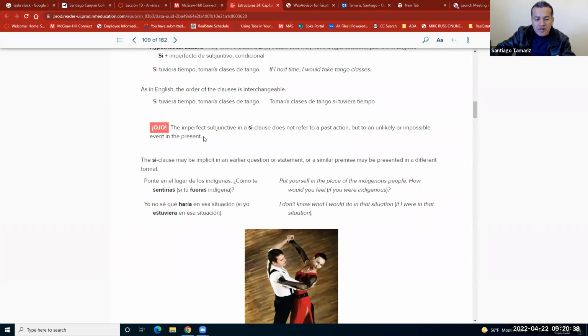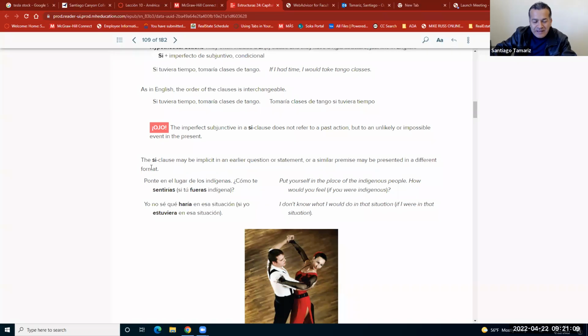Acá. The imperfect subjunctive in a si clause does not refer to the past action, but to the unlikely or impossible event in the present. Of course, we are talking about if I had time. Yeah, it's not about the past, it's about a situation that is not happening at the moment, an impossible event in the present, because I don't have the time. I'm telling you that I don't have time, that's why I can't take tango classes.